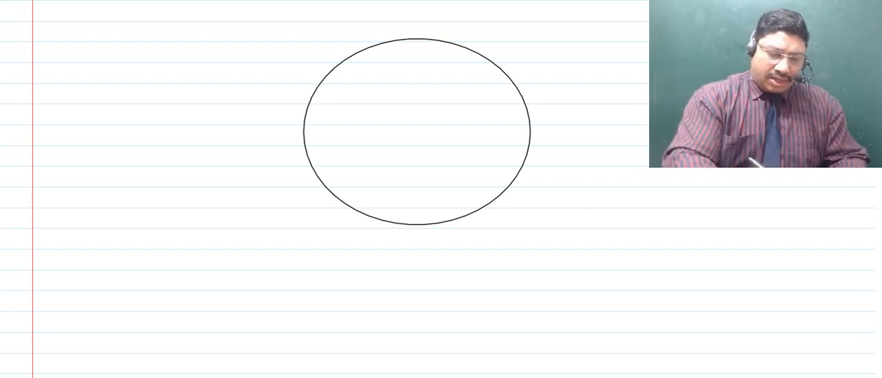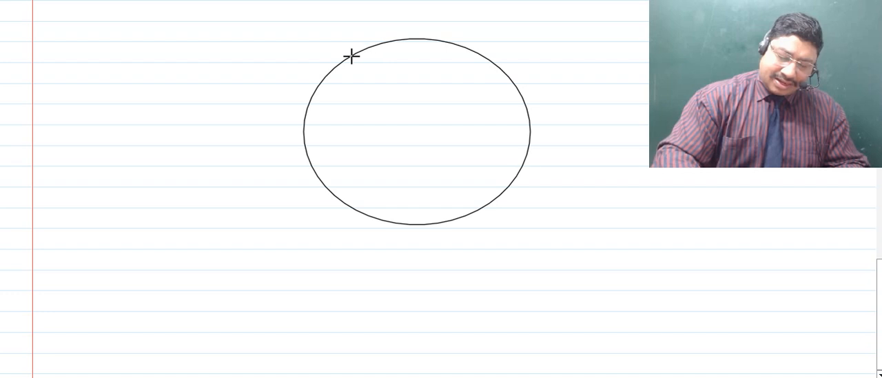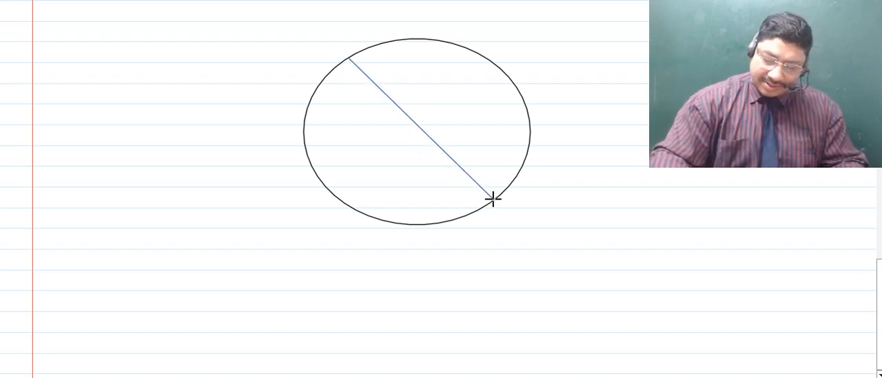So what we want to know is if there is a straight line, that is a chord of a circle which is actually passing through the center of the circle, that is the definition of a diameter.